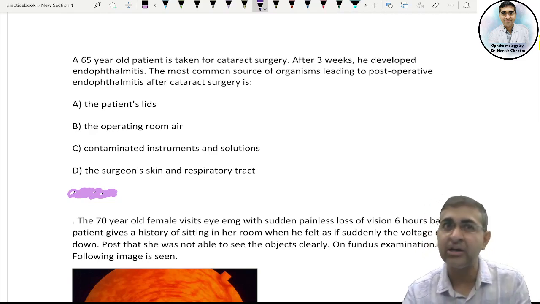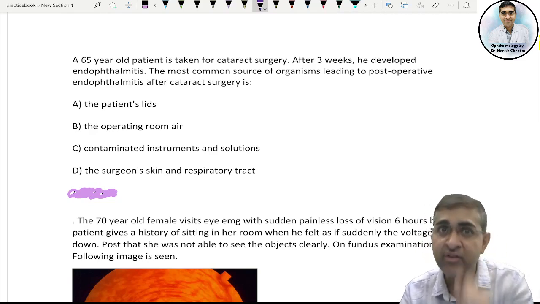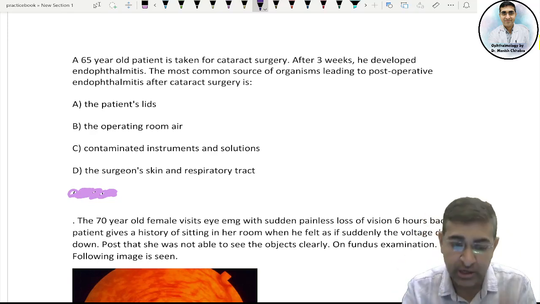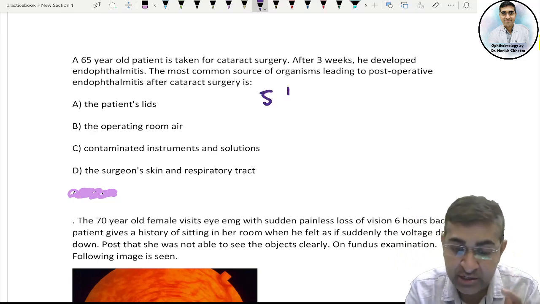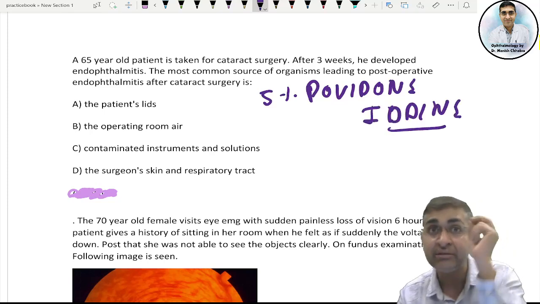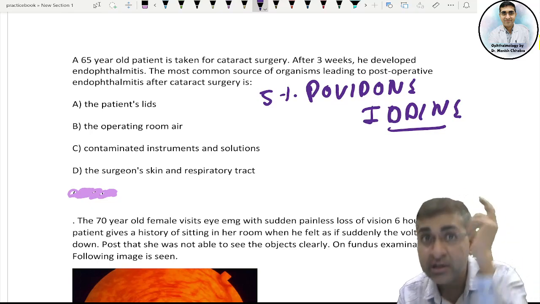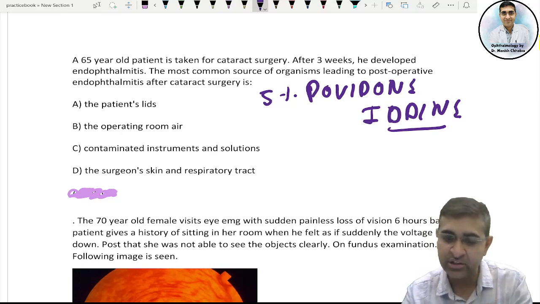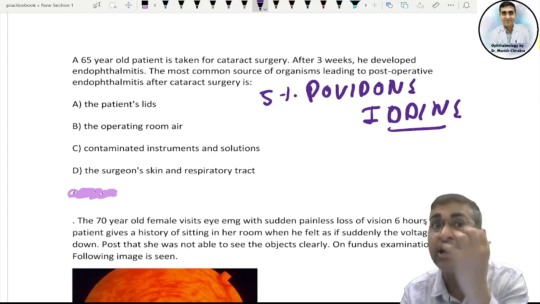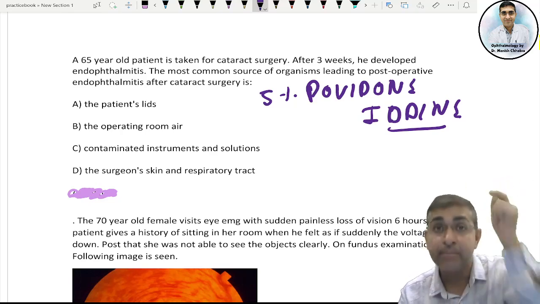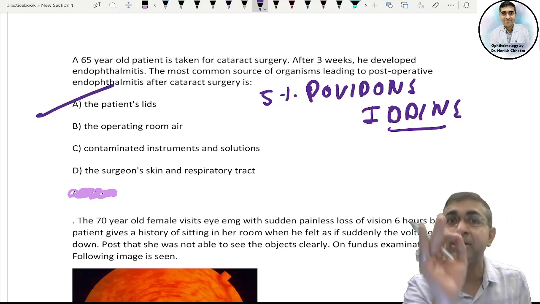So the first thing to remember, do you know that whenever we perform cataract surgery, we do draping with which solution? We use 5% povidone iodine. This is your previous year FMG question. It was asked in the December 2023 session exam, which happened to be in January 2024. So 5% povidone iodine. Why do we do that? Because we know that the most common source of organism causing post-operative endophthalmitis is nothing but the patient's eyelid.